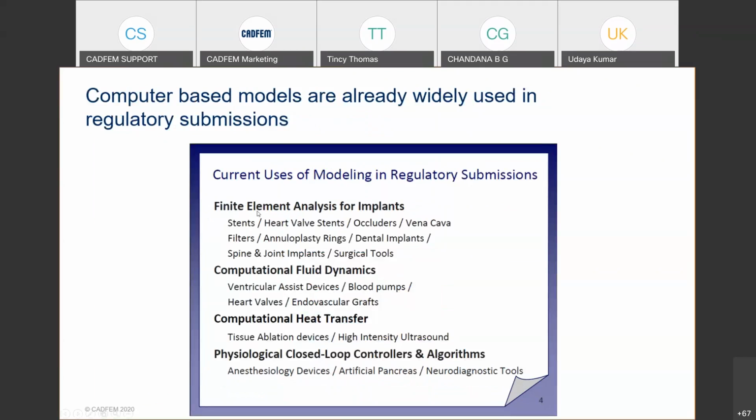Coming to the different kinds of models or areas where simulation is playing a major role, like stents, heart valve stents, then dental implants, blood pumps. So there are actually different kinds of parts or devices which we can test in the simulation world before bringing the product into the market, and see how efficient the product is.